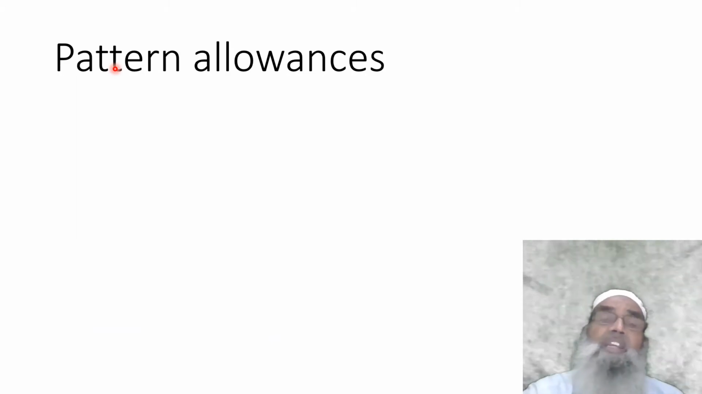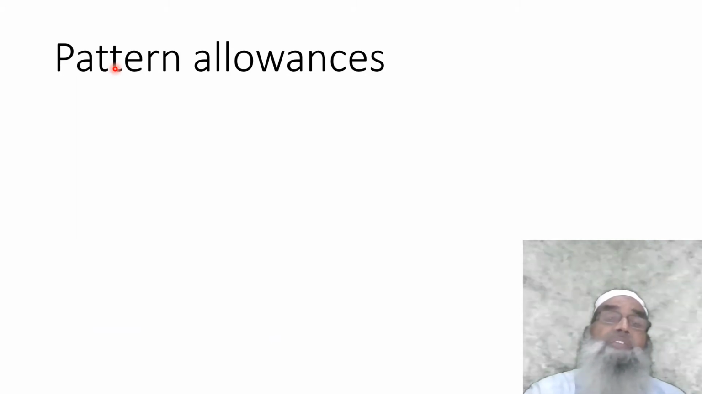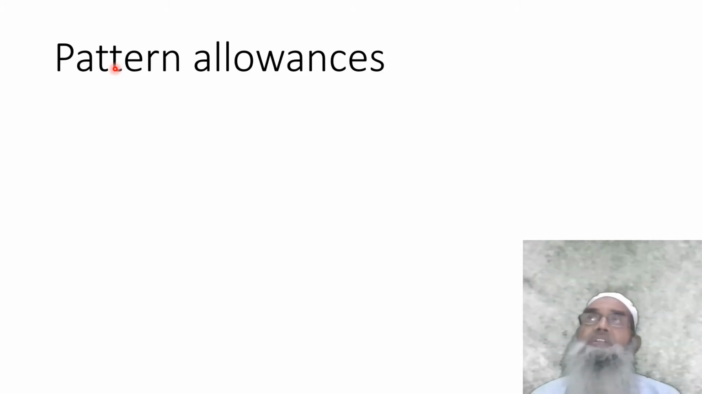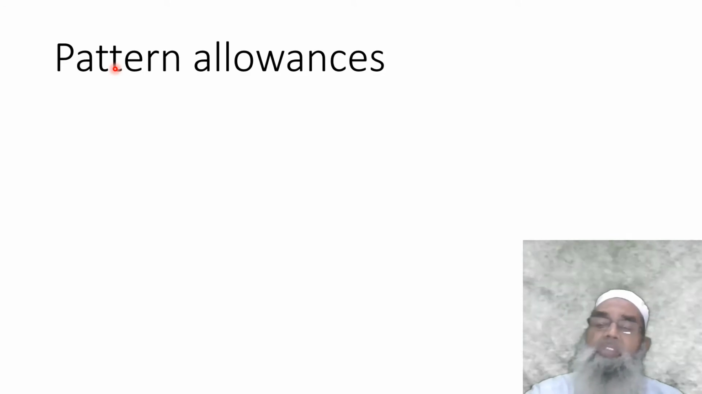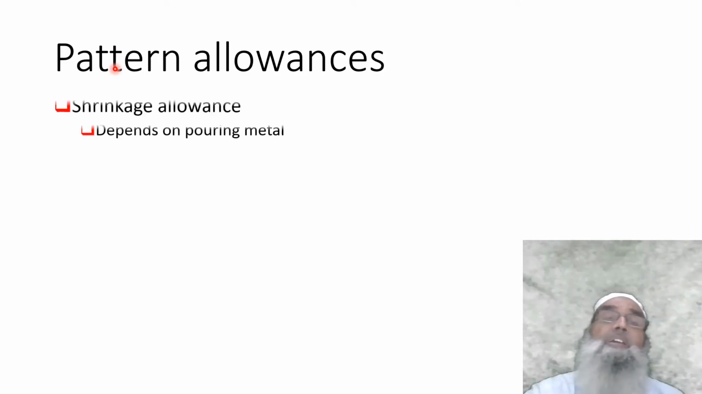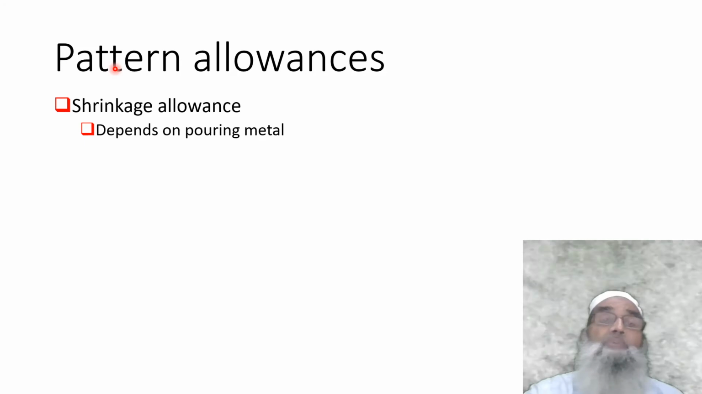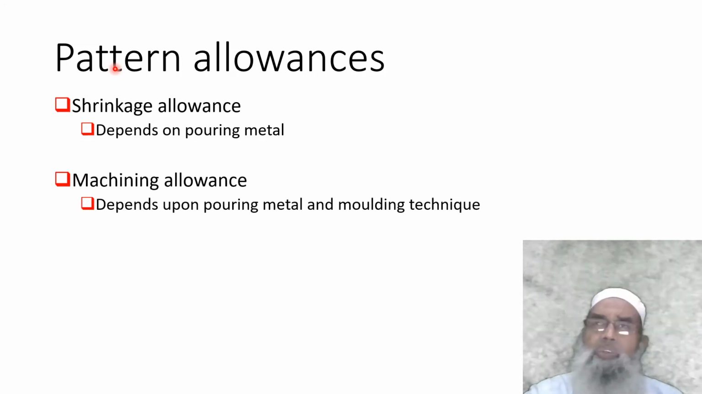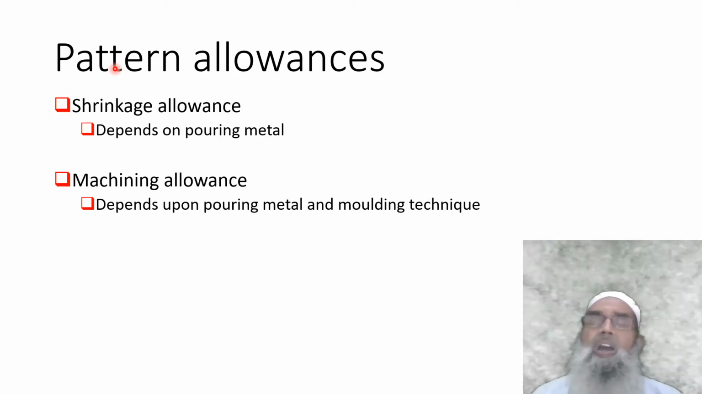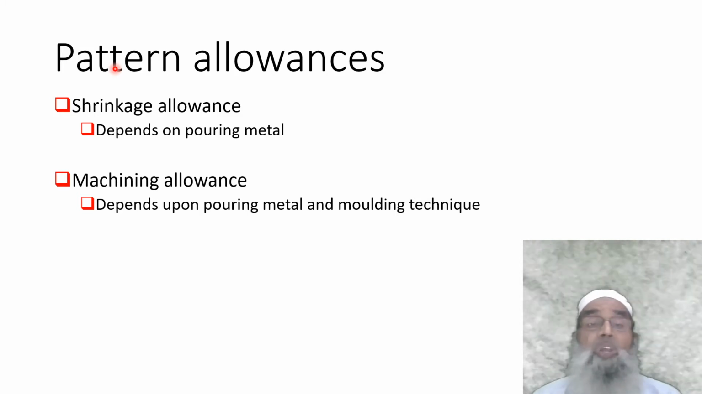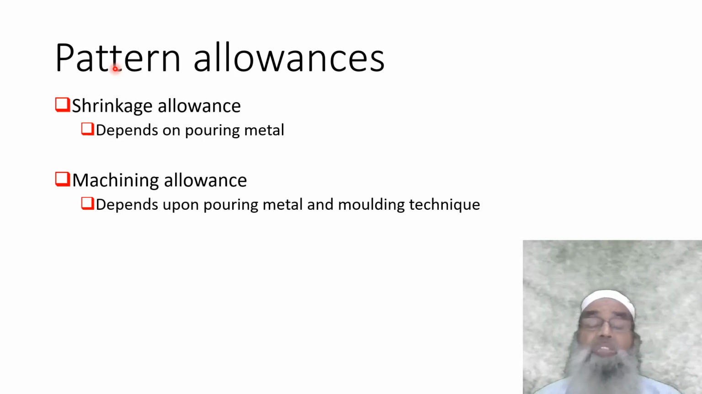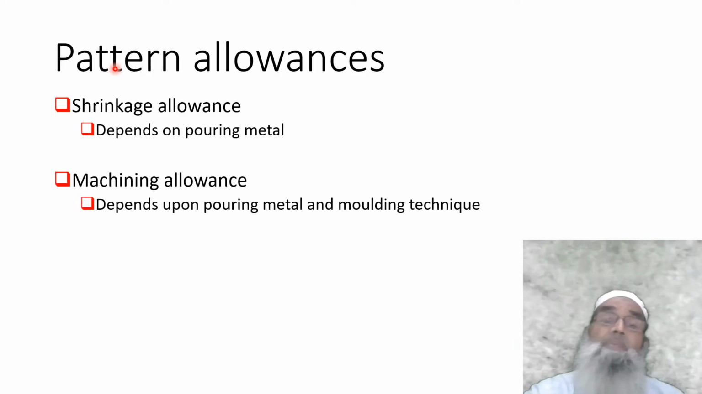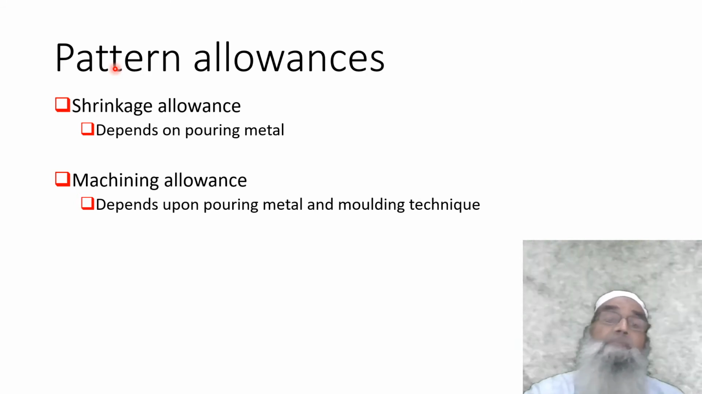Now, while designing a pattern, we need a number of allowances so that after solidification, we can have the exact dimension of the pattern of the product. First is the shrinkage allowance, which depends upon the pouring material. Another is the machining allowance. If during casting we have certain unwanted material that is to be machined out so that we can have the exact size, a proper allowance should be given. That again depends upon pouring material, metal and molding technique.